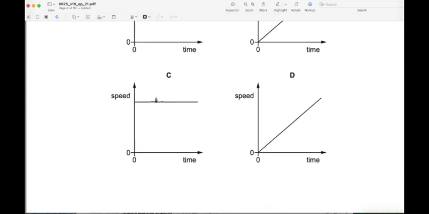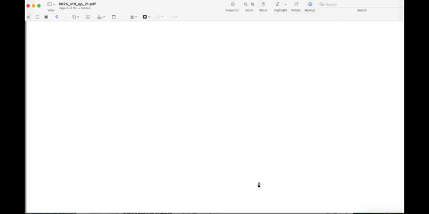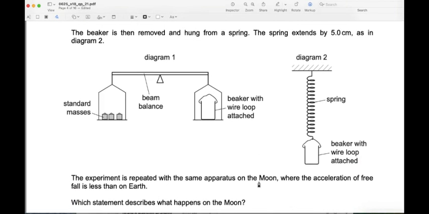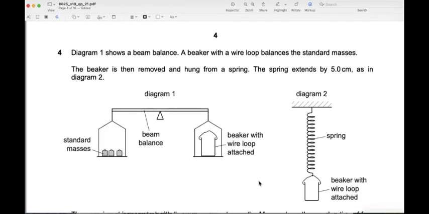If this is a constant speed, it has no acceleration. When you are moving at a constant speed, you don't have acceleration. Acceleration is when your speed is increasing. So it means it's D. The answer is D. We'll go to the next question, because you have to be fast and accurate in the exam.